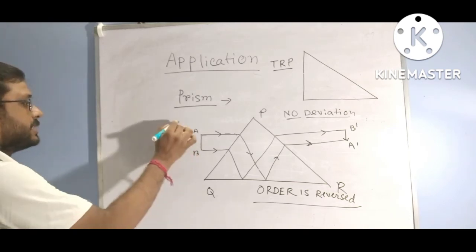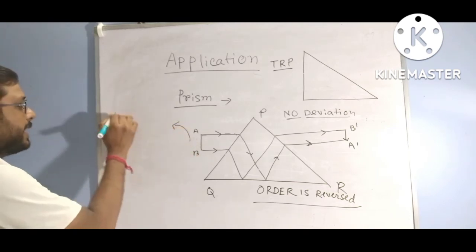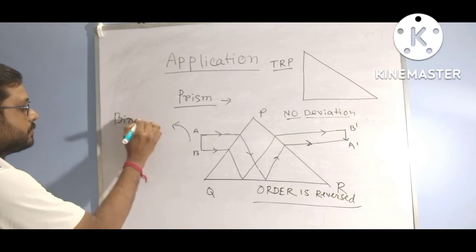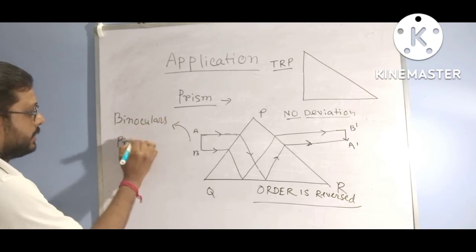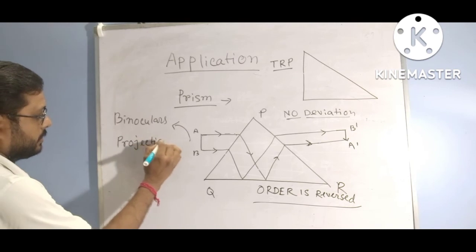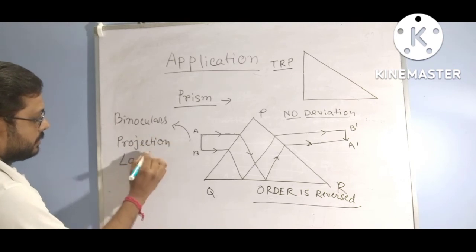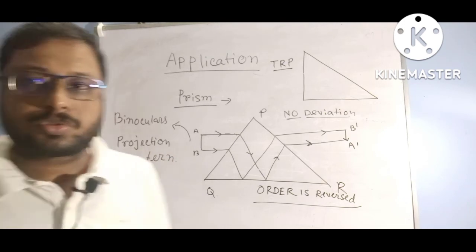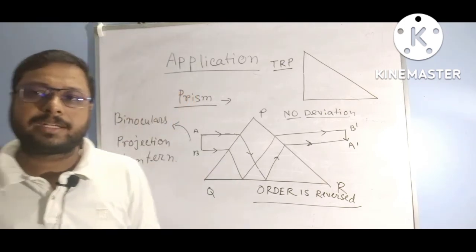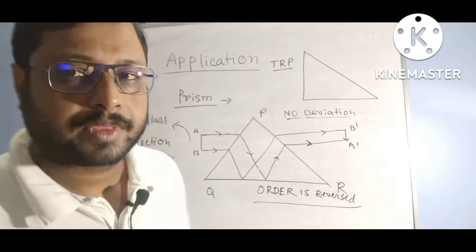This type of prism is used in binoculars and also projection lantern. So this is also the use of total internal reflection.